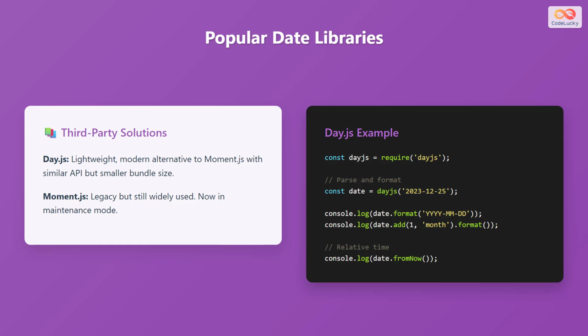Here's an example of how to use Day.js. First, require the Day.js library. To parse a date, use dayjs('December 25, 2023'). Then you can format the date using date.format('YYYY-MM-DD'). You can also add time to the date using date.add(1, 'month'). To display the relative time, use date.fromNow().